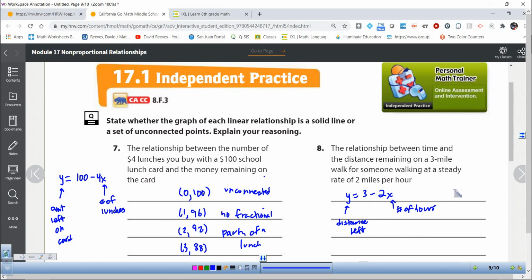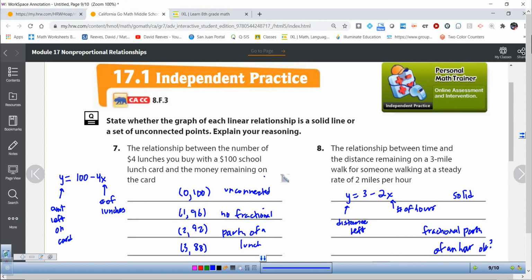So this one could be solid. And the reason is fractional parts of an hour are okay. A fractional part of an hour would be a minute, and a fractional part of a minute would be a second, and a fractional part of a second would be a millisecond or whatever. But you get the point.